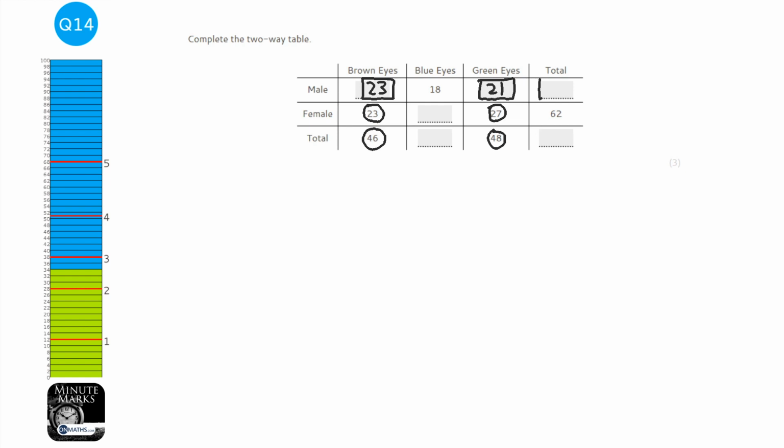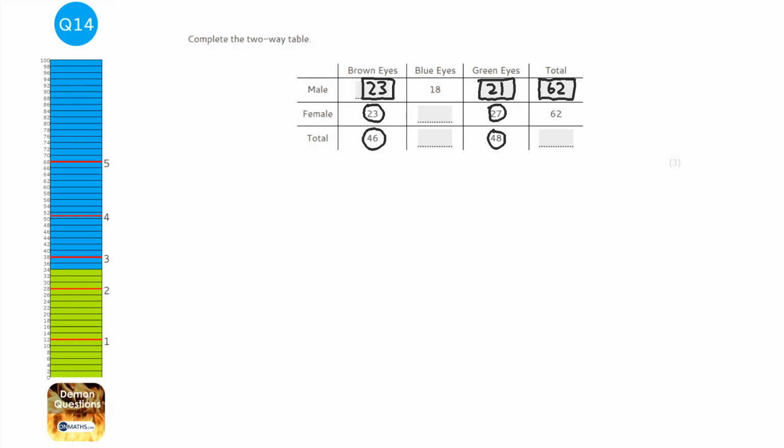Now if we have a look at this one, we have 23 males with brown eyes, 18 males with blue eyes, and 21 males with green eyes. And we assume that there weren't any others because they're not in the table. So we add those together and that gives us 62 in total.